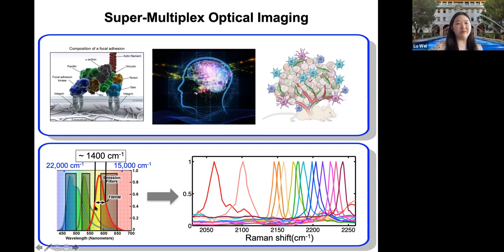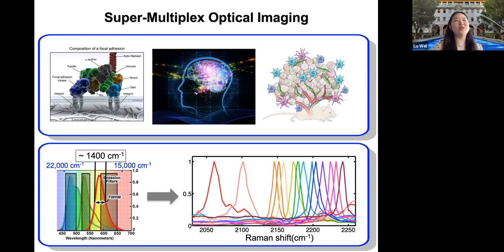The so-called color barrier in fluorescence is the broad bandwidth of the absorption and emission spectra that limits how many colors you can obtain in the optical region, even with post-processing of spectral separation. As a comparison, one unique advantage of Raman is that the Raman peak is extremely narrow. It's about 50 to 100 times narrower than a single absorption and emission peak from a fluorophore. So in theory, Raman should be able to perform 50 or 100 times more multiplexing compared to fluorescence, just due to this narrow bandwidth. That's something we want to exploit.